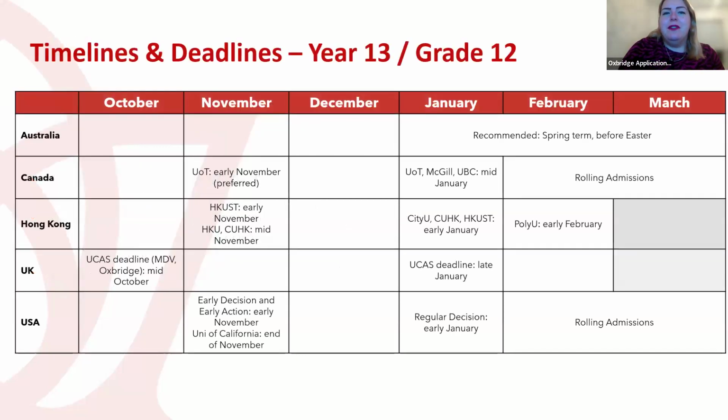So that concludes the world tour. So now we have those final two sections on the timelines and deadlines and then financial aid before we can then finish up for any questions we might have. So in just looking at a brief overview here of the timelines and deadlines, just remember for these universities, this is the year 13 or grade 12, depending on what school you're in.